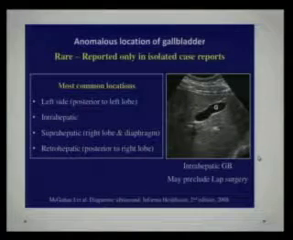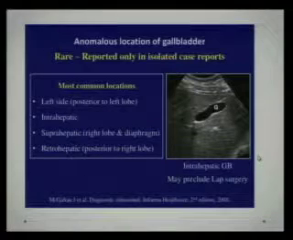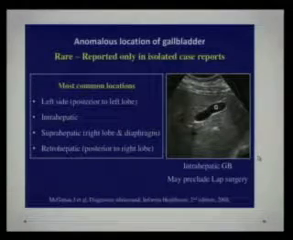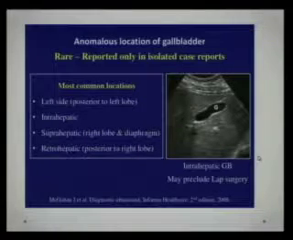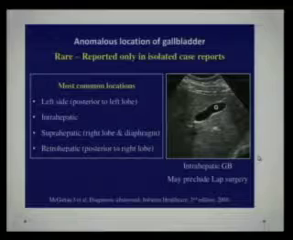So that was number one, absence of the gallbladder. Coming second to the anomalous location of the gallbladder. It is very rare. It's only reported in a couple of isolated case reports. What are the most common locations? That's left-sided, posterior to the left hepatic lobe.